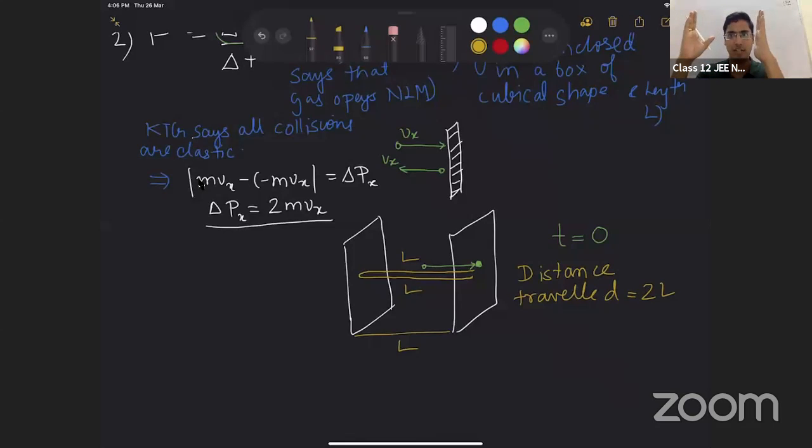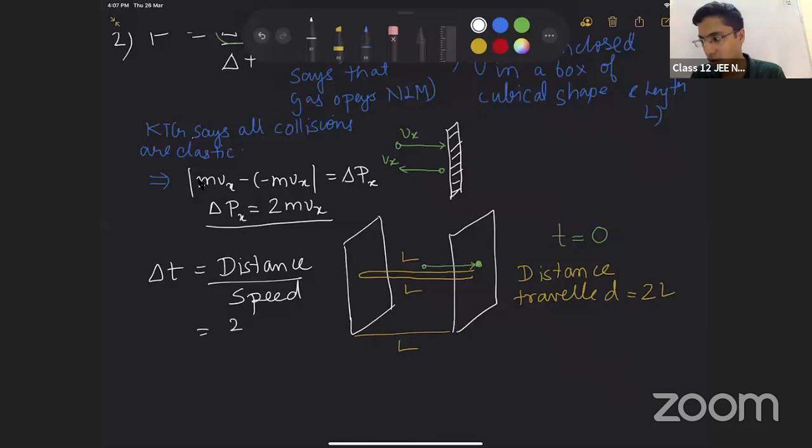So again, I'm repeating. So these are 2 walls. My molecule is hitting this. Now, after it hits this, it will travel L, then come back before it hits the second time. So the distance between 2 collisions of the molecule on the same wall is 2L, correct? The time will be distance upon velocity. What is the velocity? It's Vx only always because the collisions are elastic. So the time delta t is distance upon speed, which is 2L upon Vx.